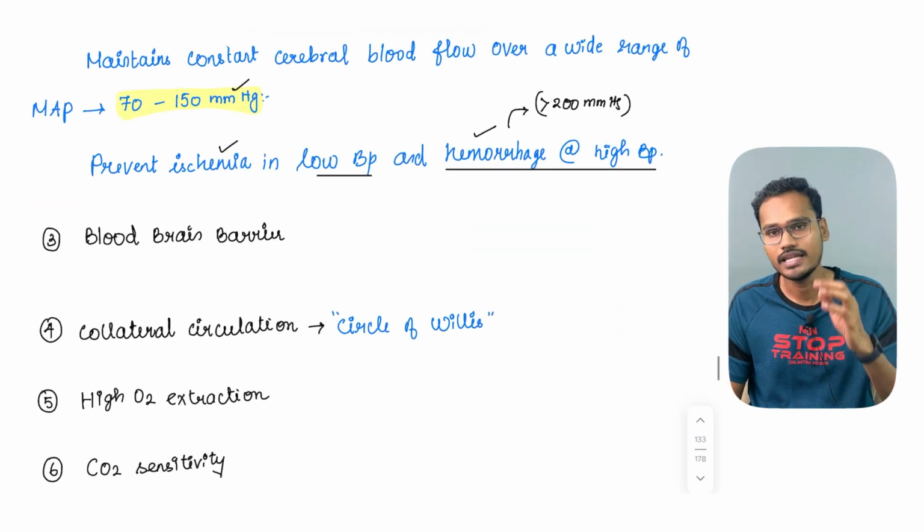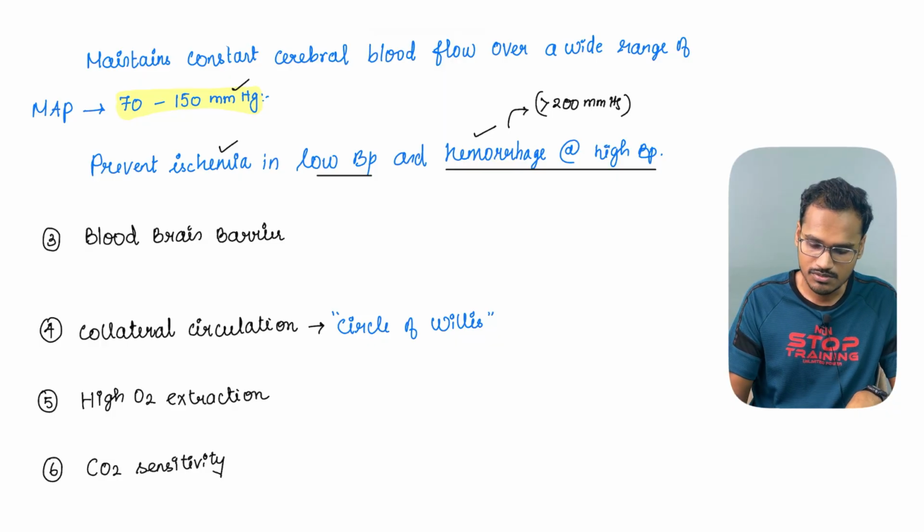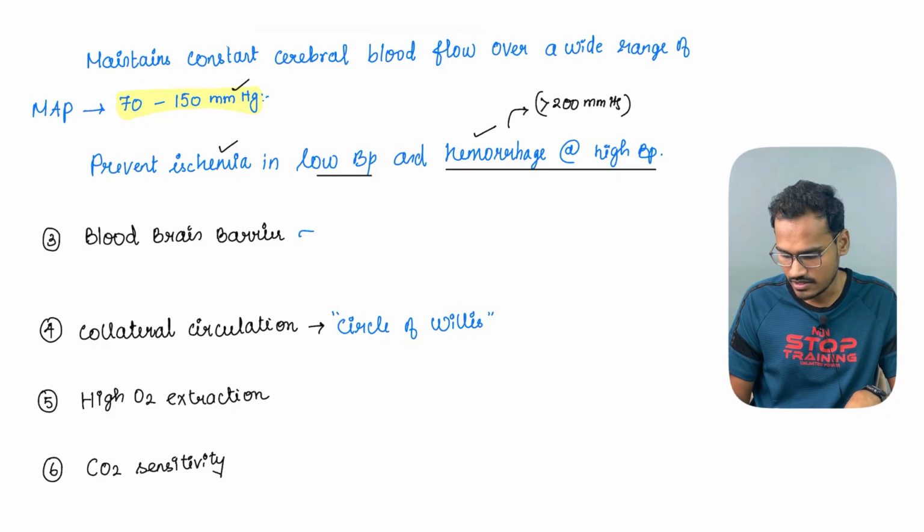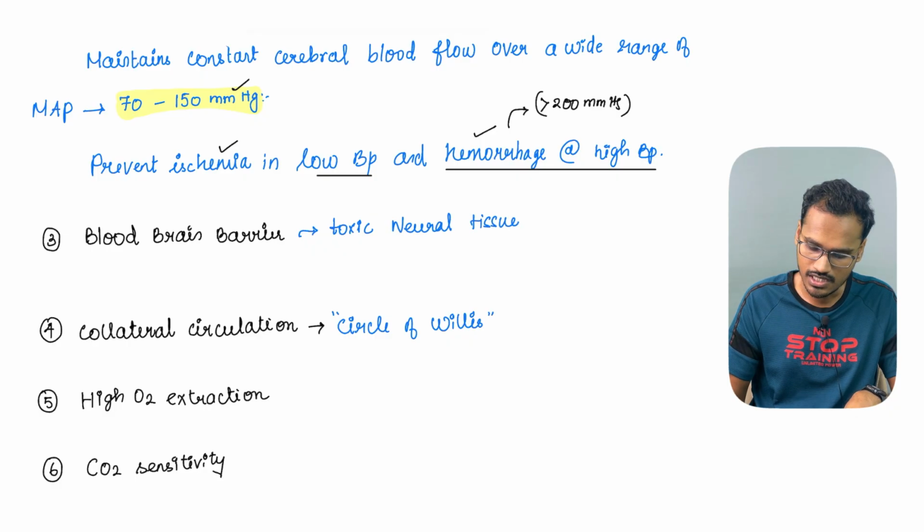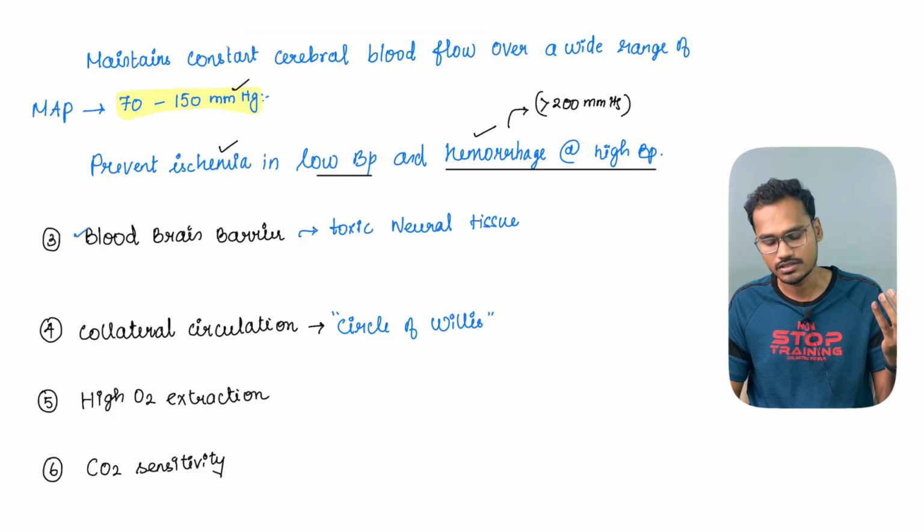Then the blood-brain barrier. All of you must be aware of this particular barrier. It helps to prevent toxic substances from entering the neural tissue, because neural tissue is very, very important. So it prevents the entry of these toxic substances. The blood-brain barrier is a very specific and special feature of the cerebral circulation.